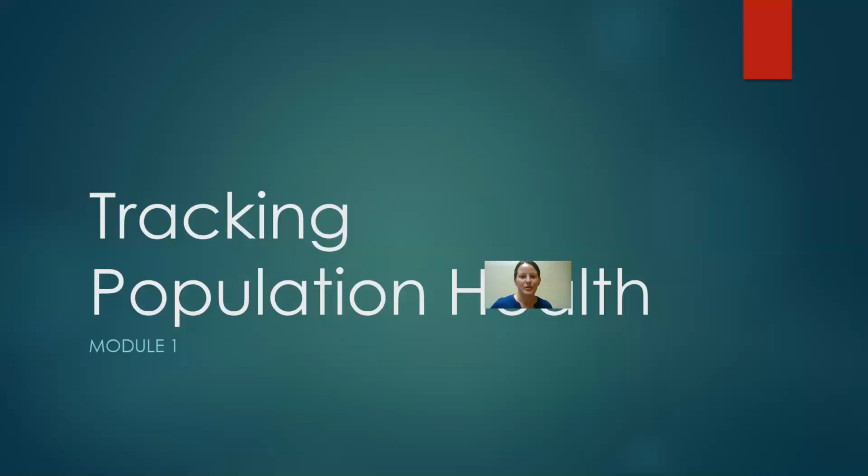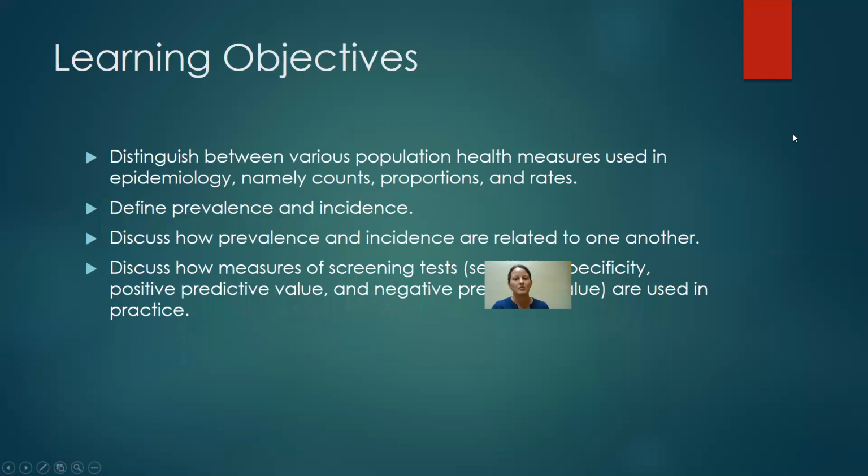So in this module, one video, we'll be talking about tracking population health. Our learning objectives are to distinguish between various types of measures we use in epidemiology to assess population health, specifically counts, proportions, and rates. We'll define incidence and prevalence and talk about how they relate to one another.